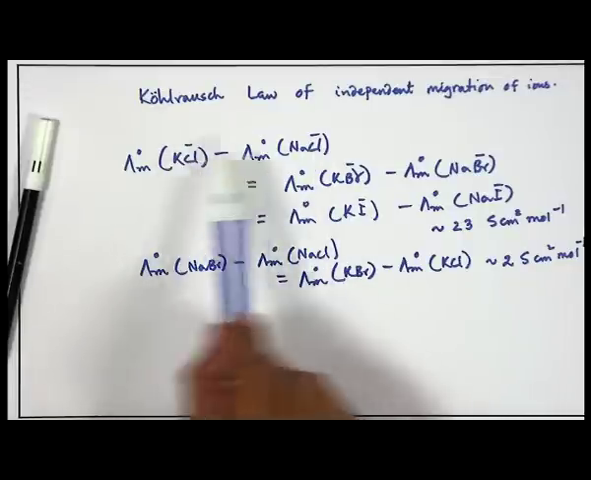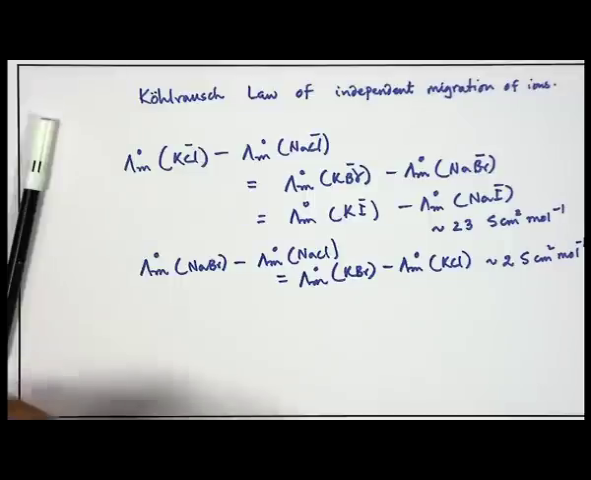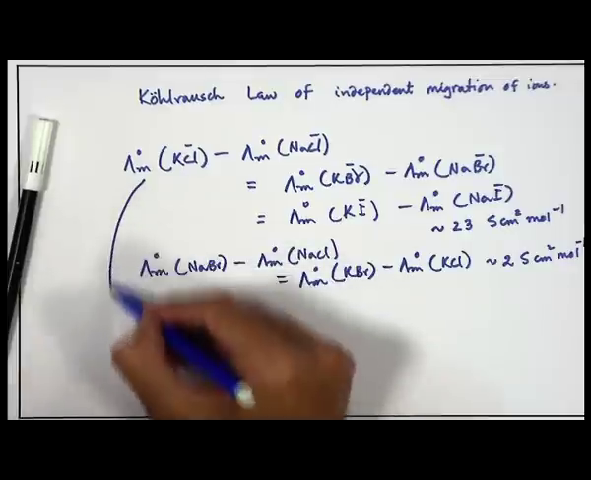That is why at infinitely dilute condition, this one is independent, this one is independent. So their contribution to conductance or molar conductance is also independent. It is not dependent on the co-ion either, because co-ions are also separated a lot from this ion. That is why the difference, KCl minus NaCl, KBr minus NaBr, follows the same trend. So that is called Kohlrausch's law of independent migration of ions.